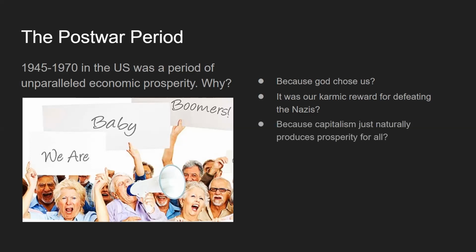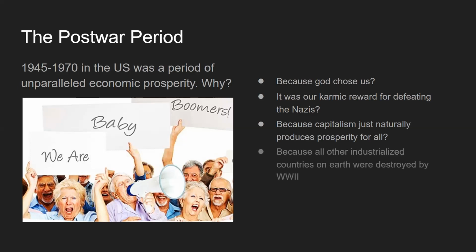There was also, in the academic arenas, this idea that capitalism just naturally produces prosperity for all people, right? And that the system of the free market is the system that produces the most benefit and prosperity for all. And that's an idea too.